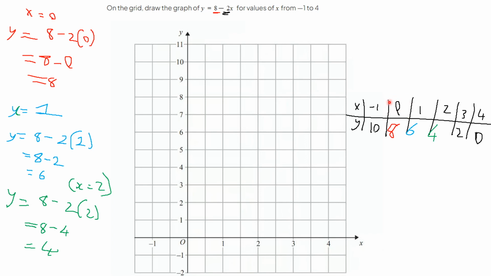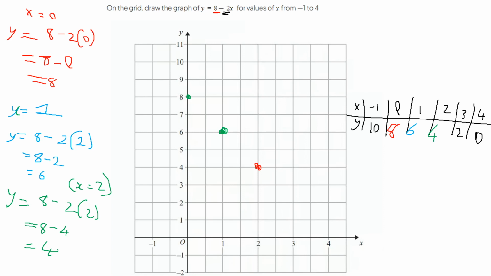So for this one, we have x is equal to 0. And at x is equal to 0, y is equal to 8. So we can plot a point here. For the next one, x is equal to 1. So therefore, y is equal to 6, which is right there. And finally, x is equal to 2. And when x is equal to 2, y is equal to 4. 1, 2, 3, 4. So our point would look something like this.